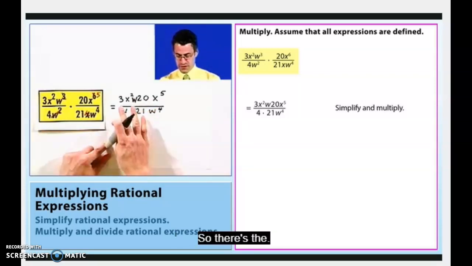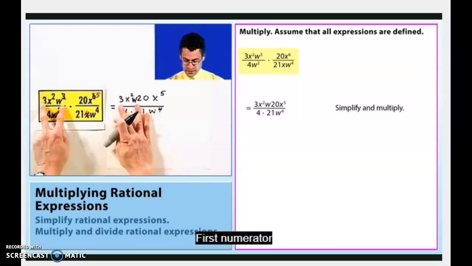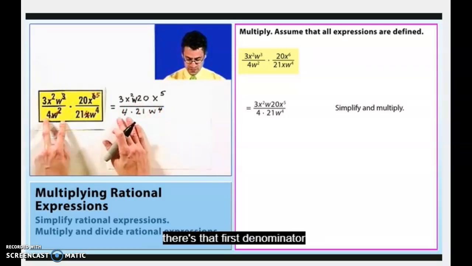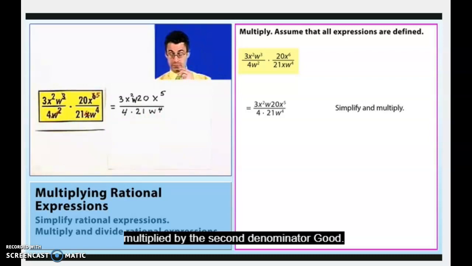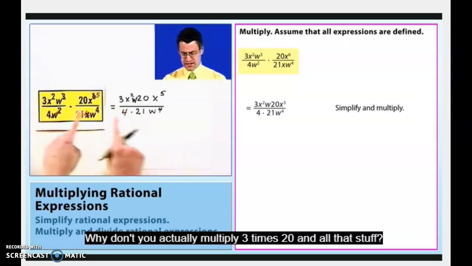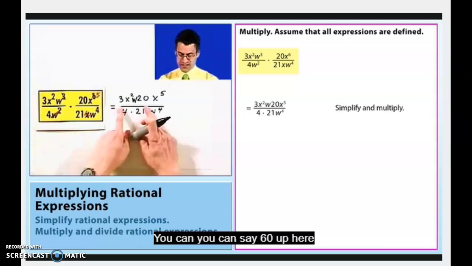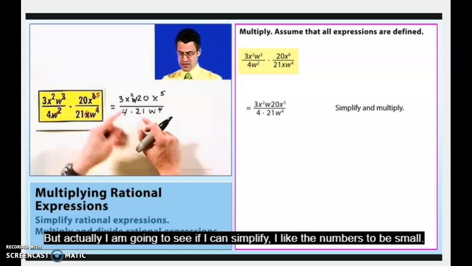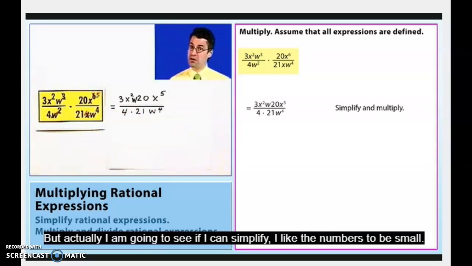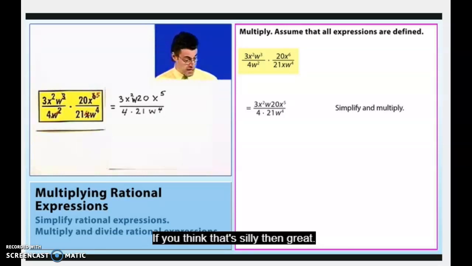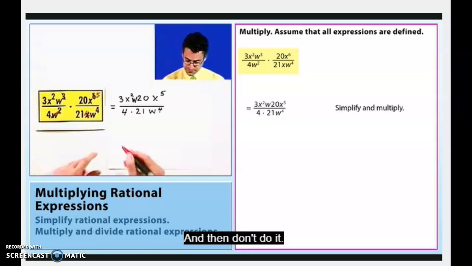There it is. So there's the first numerator multiplied by the second numerator. There's the first denominator multiplied by the second denominator. Good. Okay, now I'm happy. Now you might say, hey, why did you multiply 3 times 20 and all that stuff? You can. You could say 60 up here, and you could say 84 here. But I'm going to see if I can simplify, and I like the numbers to be small. So actually, I don't multiply until the very end. If you think that's silly, then great, don't do it.